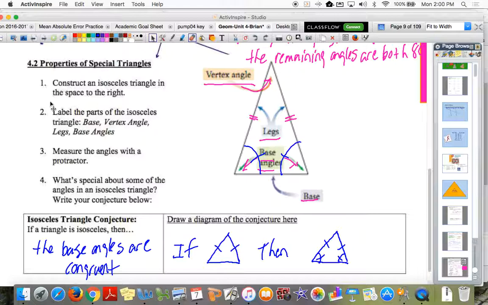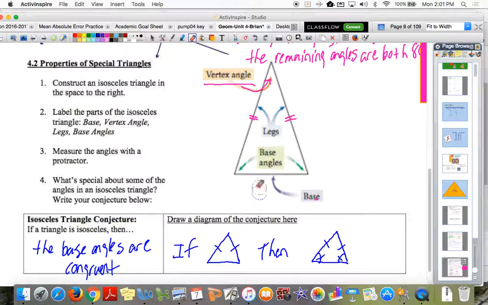So we construct an isosceles triangle. You use your compass to construct an isosceles triangle. But if you just want to sketch that in, I guess that's fine for now. If you can quickly construct it, that's fine also. And then label the different parts, please. I'm going to get rid of this for the moment here.